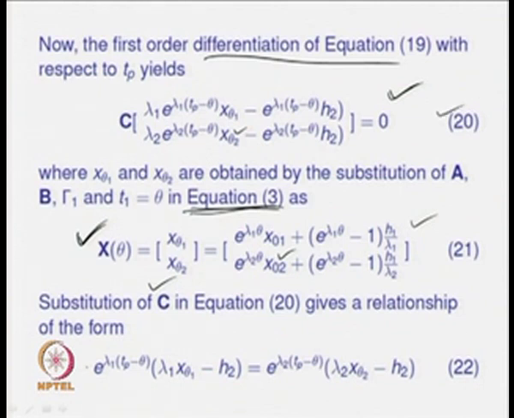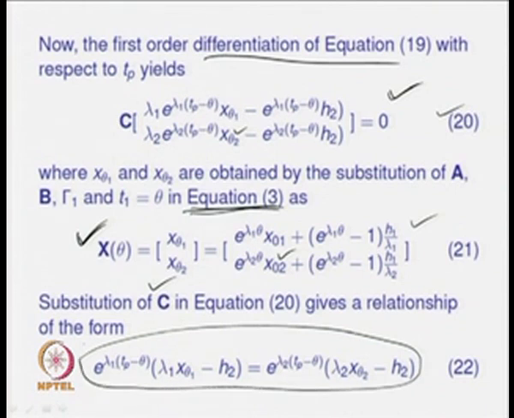So, when x theta is found in this form, substitution of C in equation 20 gives us a simpler expression of the form e to the power lambda 1 (Tp minus theta) times (lambda 1 x theta 1 minus h2) is equal to e to the power lambda 2 (Tp minus theta) times (lambda 2 x theta 2 minus h2).